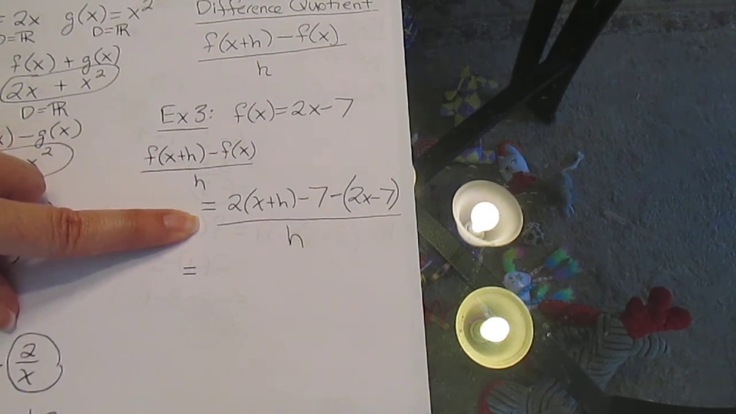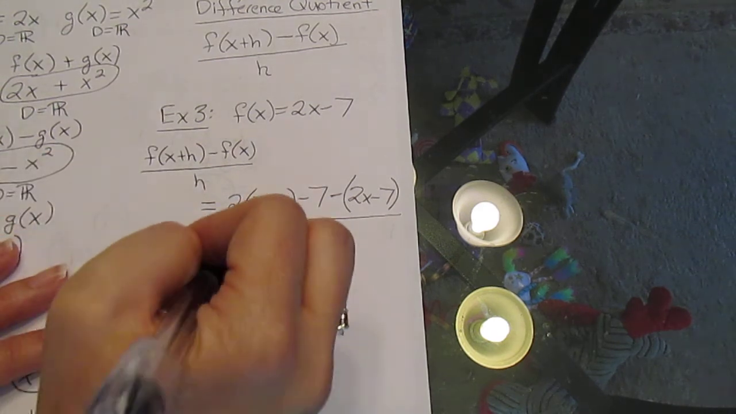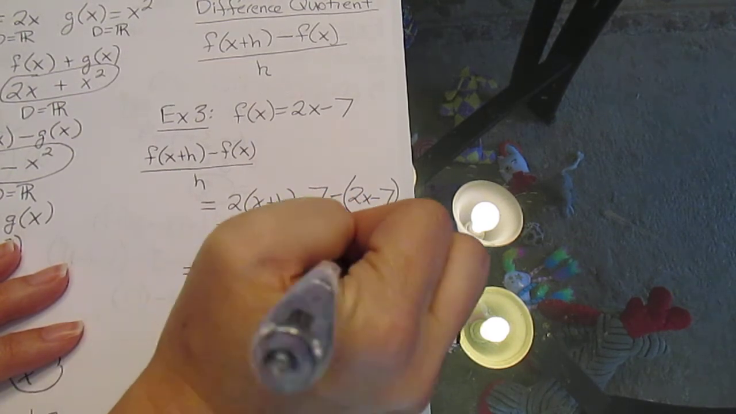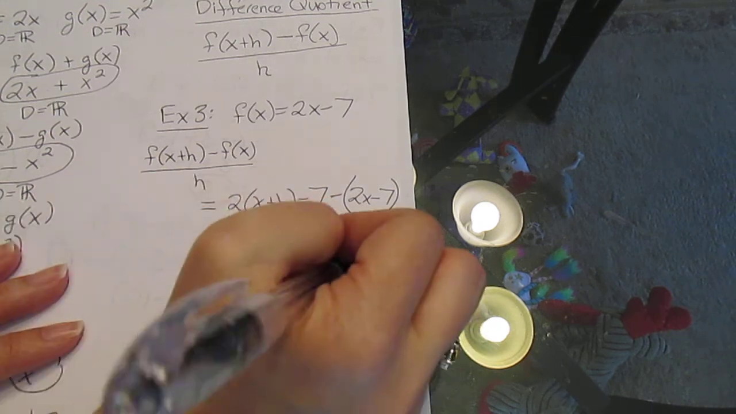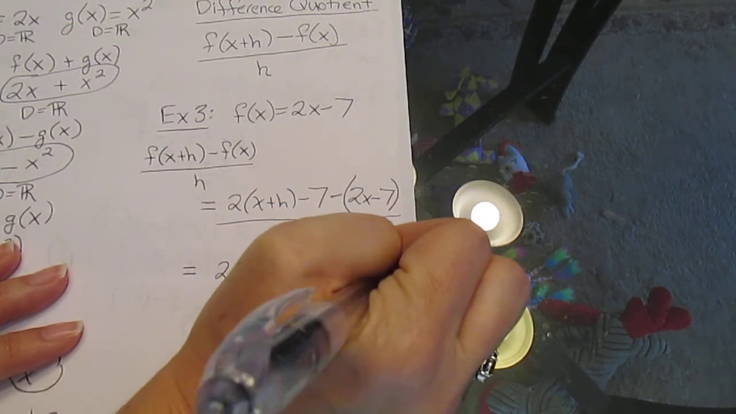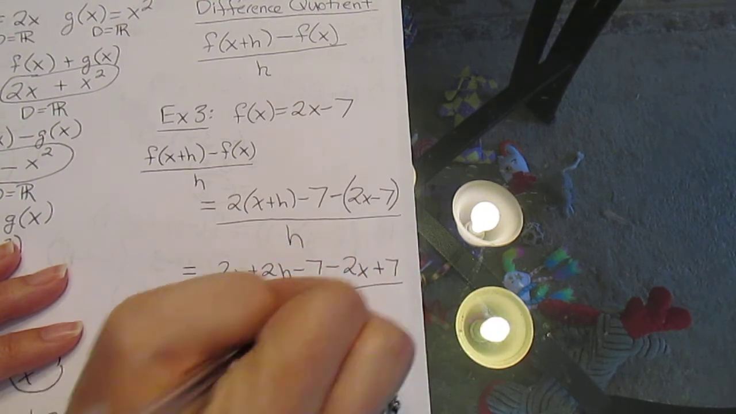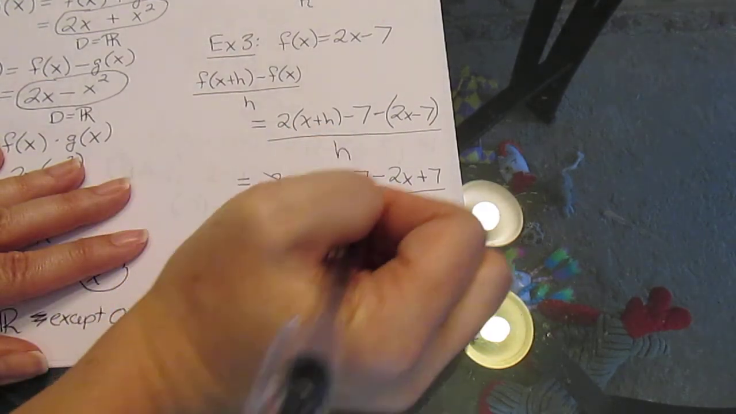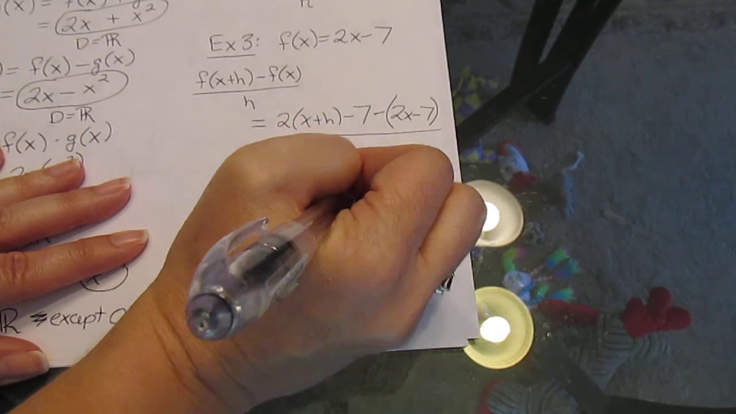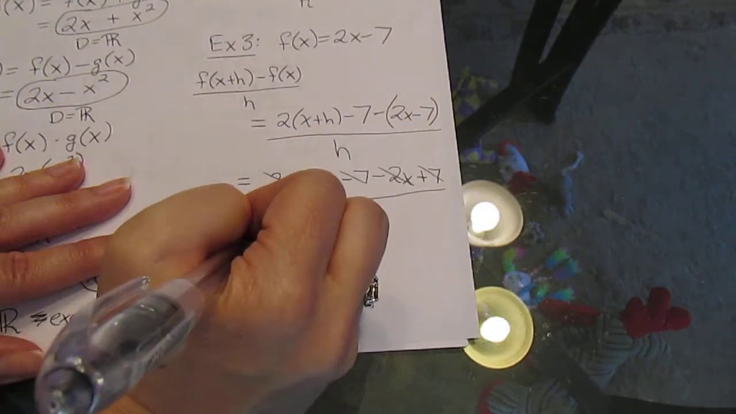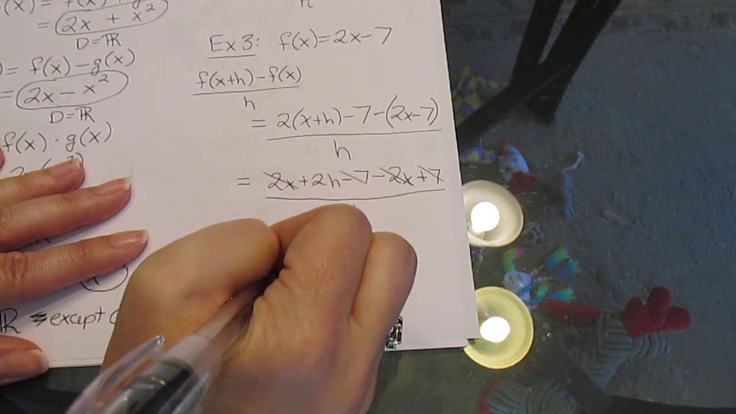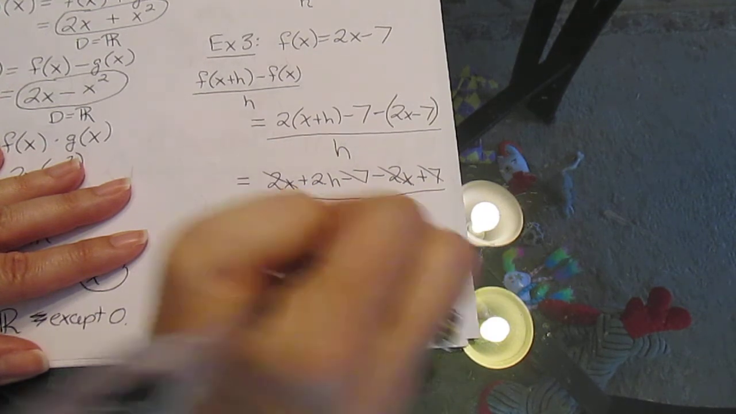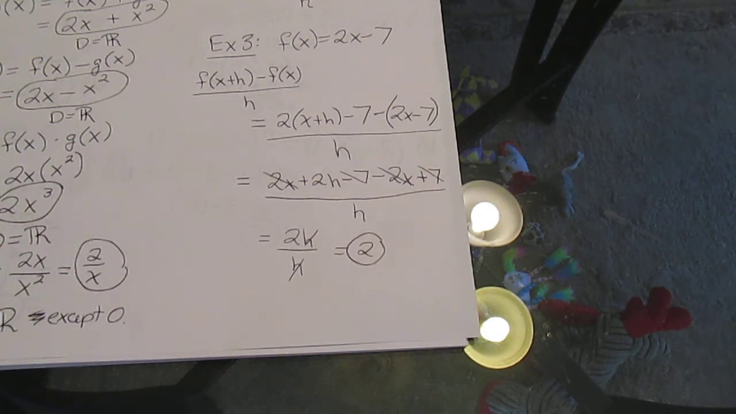And then after that, all you need to do is you're simplifying. So I'm going to distribute the 2x plus 2h minus 7 minus, I'm going to distribute the negative here, so 2x plus 7 all over h. Okay, you should see some stuff canceling out. We've got a positive 2x and a negative 2x. We've got a negative 7 and a positive 7. So we're just left with 2h over h, and then the h's cancel. So our answer is 2. And that's it for the examples for this section.